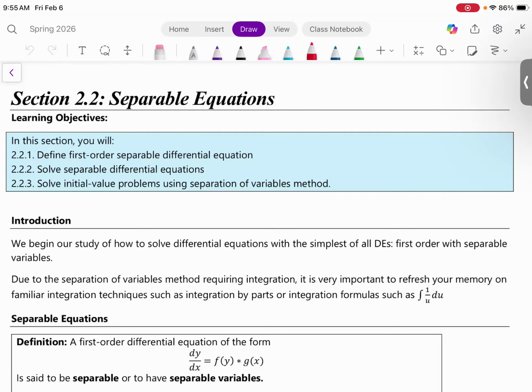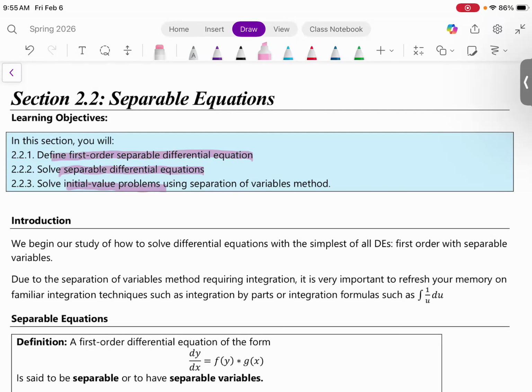Okay, so let's look at the learning objectives for this section. We're going to define first order differential equations that are separable, and then we're going to solve separable differential equations, and then we're going to solve some initial value problems using this separation method.